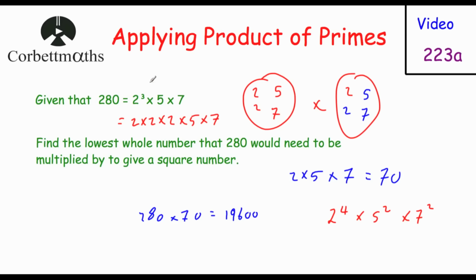So if I was doing this question, I would first of all just look and see, well, it's 2 cubed, so I'm going to need an extra 2. I've got 5 to the power of 1, so I need an extra 5. And I've got 7 to the power of 1, so I need an extra 7. So if I multiply this by 2 and by 5 and by 7, I will get a square number. And likewise, if I wanted to find a cube number, all the powers would have to be multiples of 3. So for instance, if I had 2 to the power of 9 multiplied by 5 to the power of 3, that would be a cube number because this power is a multiple of 3 and this power is a multiple of 3.